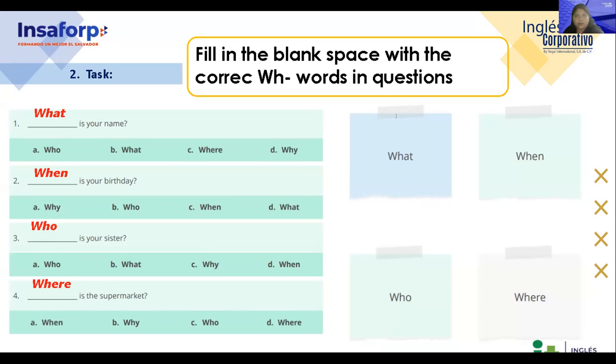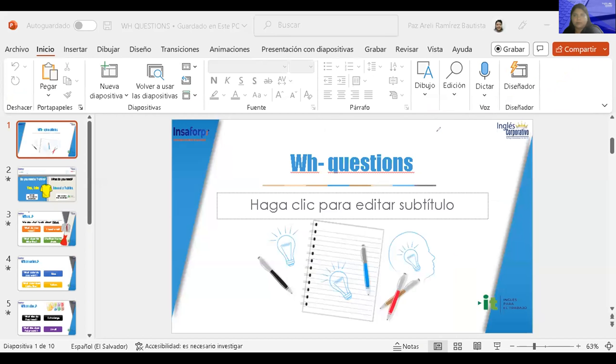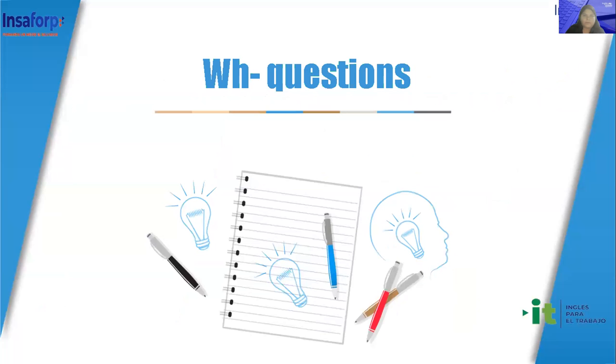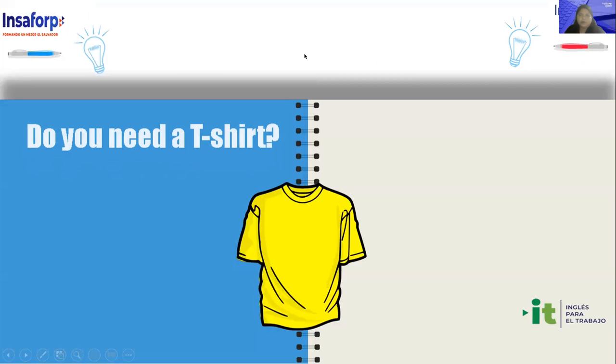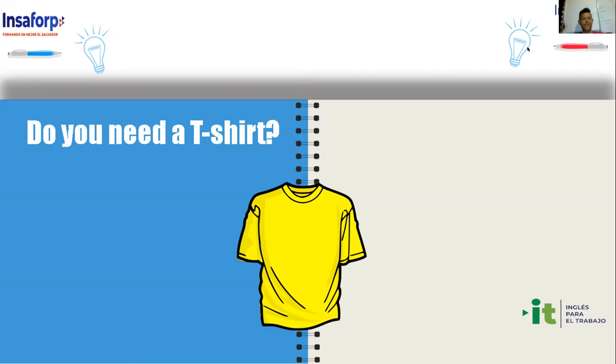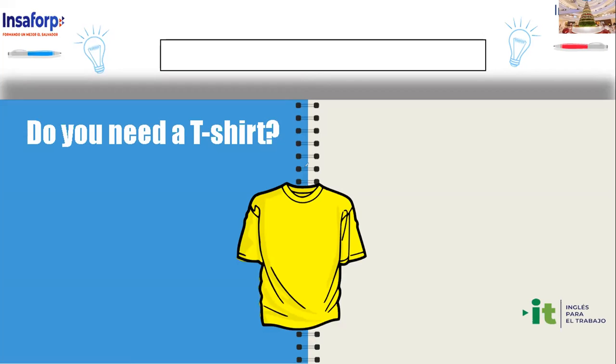Okay, nice. So now we're going to switch and I'm going to show you something else. So take some screenshots. Van tomándole capturas ahí algunas cosas. Okay, so now we're going to move in here. Okay, so we continue with these double H questions. And look at this. Do you need a t-shirt? ¿Todos están viendo allá en la pantalla, chicos? Yes. Okay. ¿Qué les aparece ahí la t-shirt?